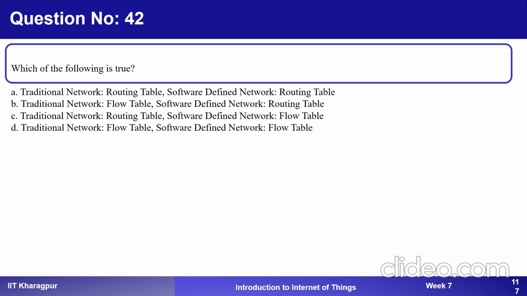Next question is, which of the following is true? A: traditional network maintain routing table, SDN maintain routing table. B is traditional maintain flow table, SDN maintain routing table. C is traditional maintain routing and SDN maintain flow. D is traditional maintain flow table and SDN maintain flow table.